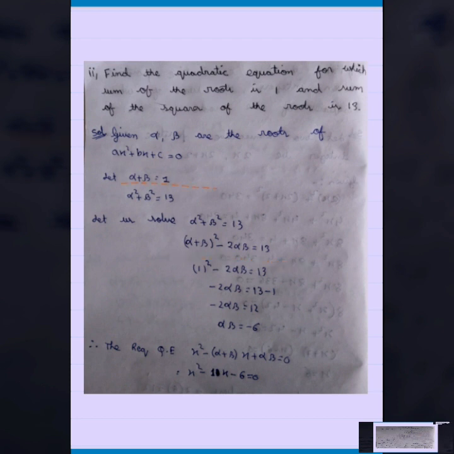And what is alpha plus beta? It's 1. So 1 square minus 2 alpha beta is equal to 13. If we send 1 towards the right side, then it becomes minus 1. So we get minus 2 alpha beta is equal to 13 minus 1, that is 12. So minus 2 alpha beta is equal to 12. So alpha beta is equal to minus 6. So now you substitute the values in the required quadratic equation. x square minus (alpha plus beta) into x plus alpha beta equal to 0. So we get x square minus x minus 6 equal to 0.